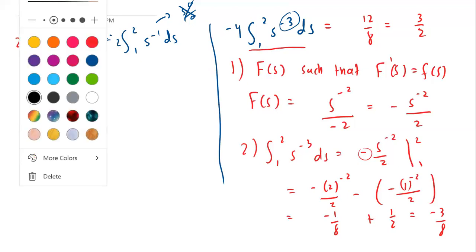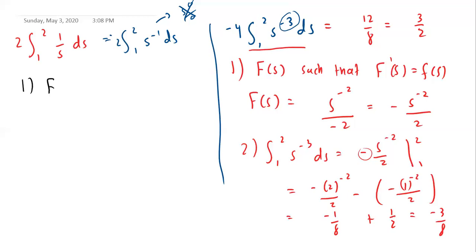Well, hopefully you remember. So let's do the same thing. We want a function f of s such that f prime of s equals 1 over s. Well, that's an antiderivative. What function works? I think the natural log works.